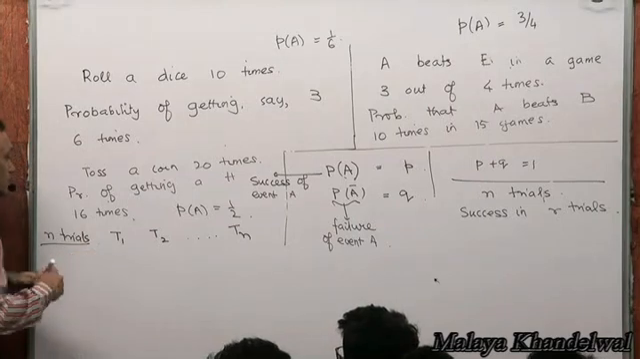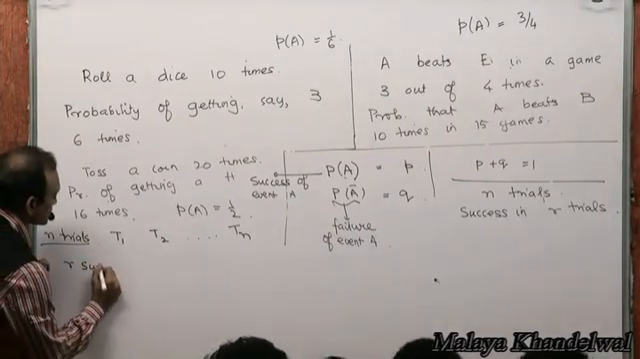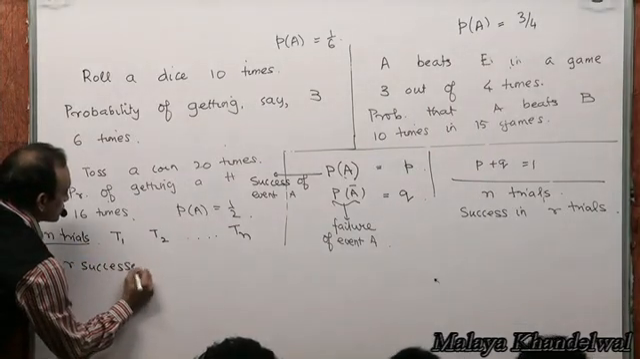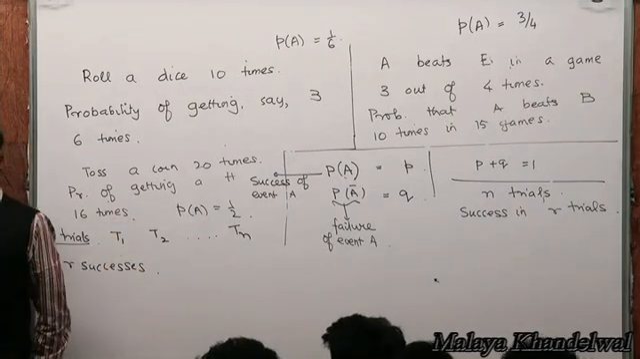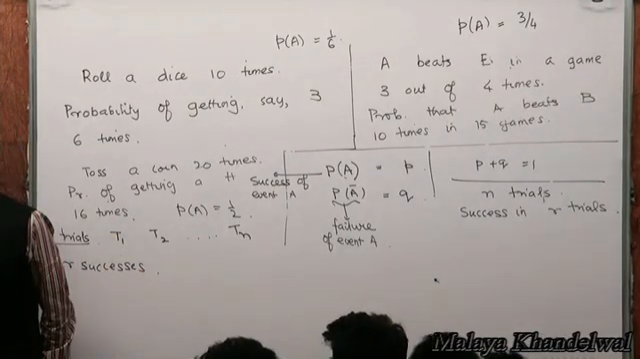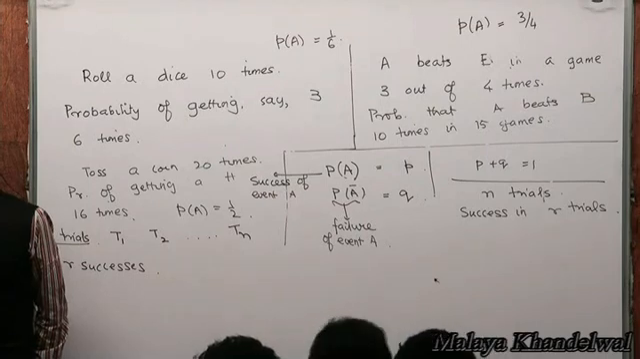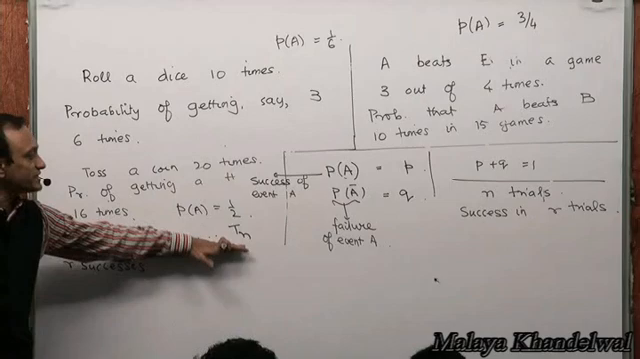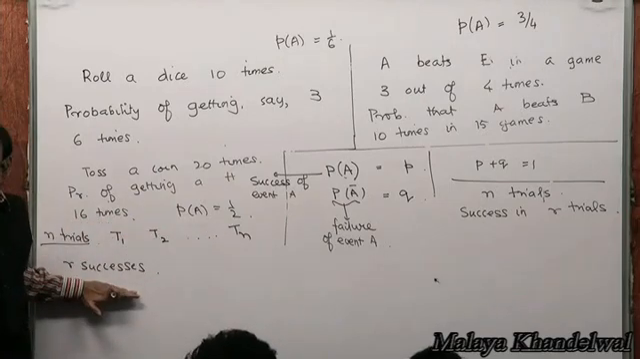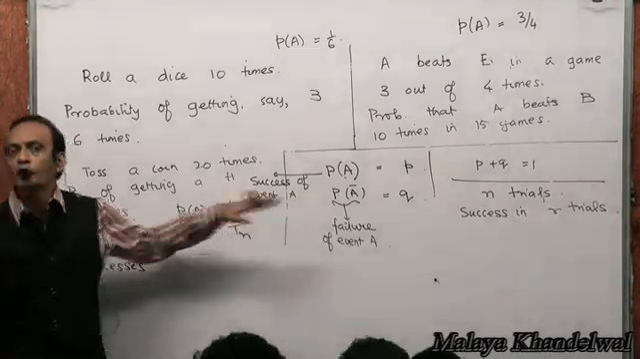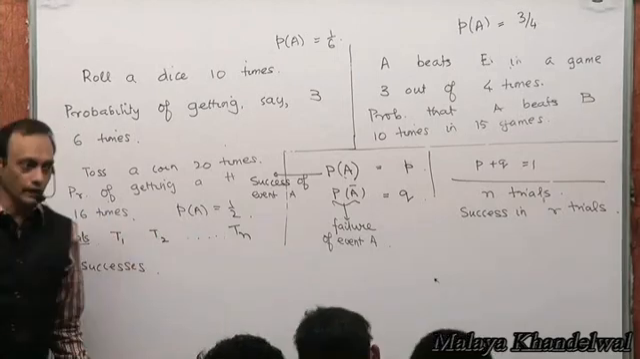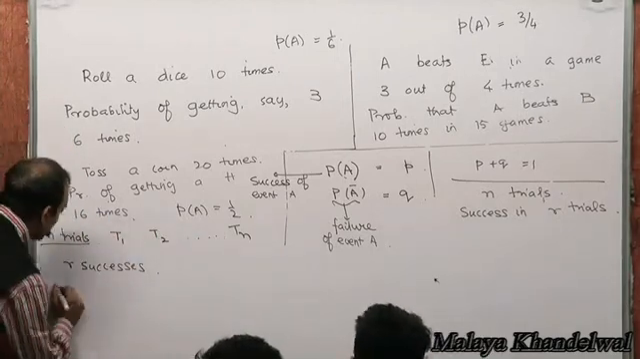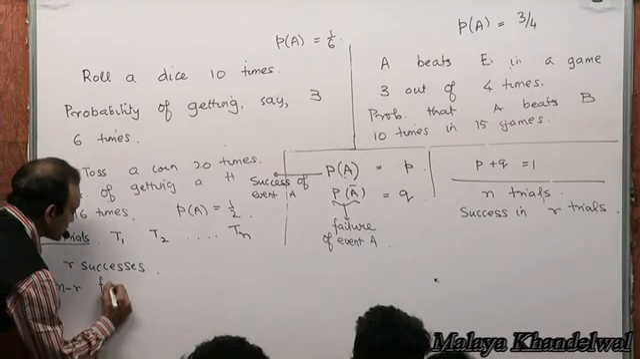Now, I want R successes. That means I want n minus r failures. That means I'm seeking n minus r failures. Out of these n trials, I want r to be successful towards an event A, right? That means n minus r failures.